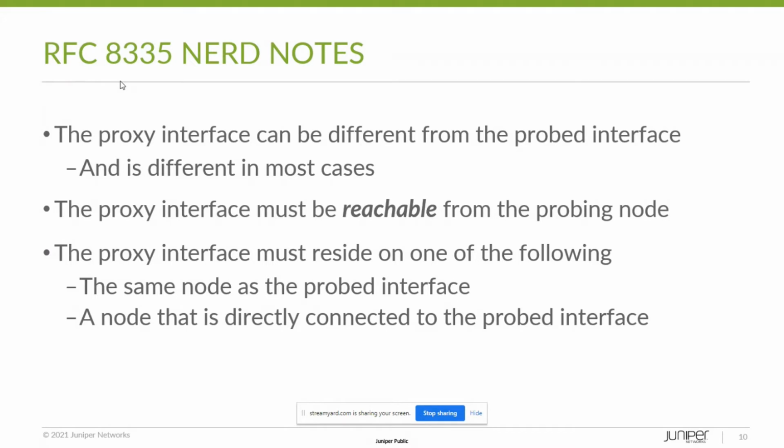Now, a few nerd notes on RFC 8335, the probe application. The proxy interface can be different from the probed interface, and is different in most cases. You wouldn't use probe if they were the same. The proxy interface must be reachable from the probing interface. The proxy interface must reside on one of the following: the same node as the probed interface, or a node that is directly connected to the probed interface.